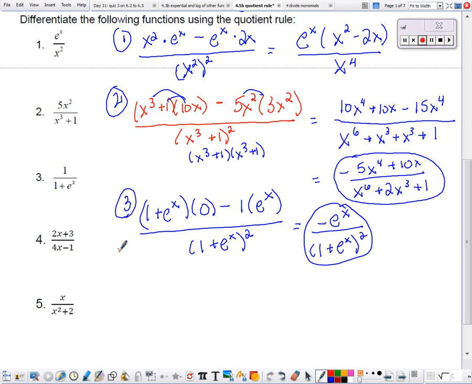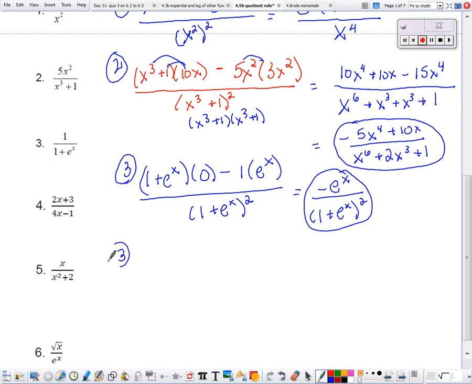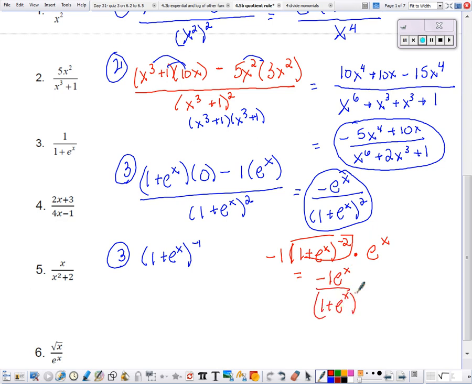We could have done number 3 with the chain rule instead of the quotient rule. I'm going to add that in here. So 3 again. Instead of the quotient rule, I can change my original to have a negative exponent. So now using the chain rule, times the derivative of the inside, our negative exponent moves to the denominator, and we get the same thing. Okay, so we're going to do 4, 5, and 6.